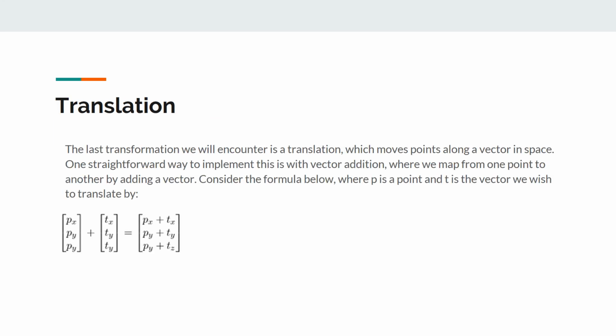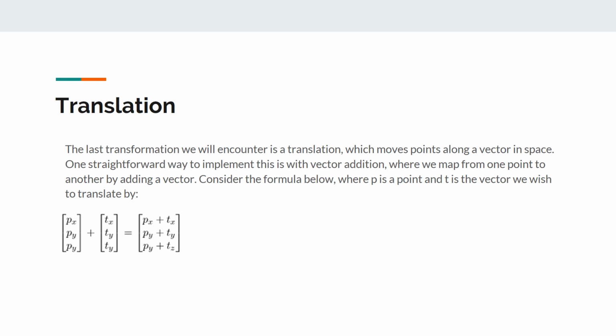So the last transformation we're going to talk about is not a linear transformation, and that is translation. Translation moves points along a vector in space. One straightforward way to implement this is with vector addition, where you map P and T, one point to another by adding a vector. So if you consider the formula below, where P is the point and T is the vector that you wish to translate by, you see you add them.